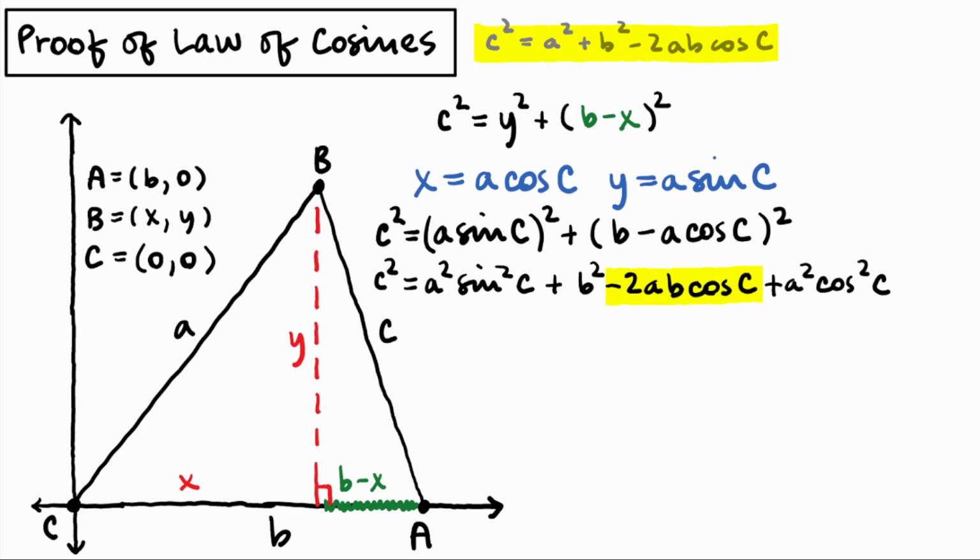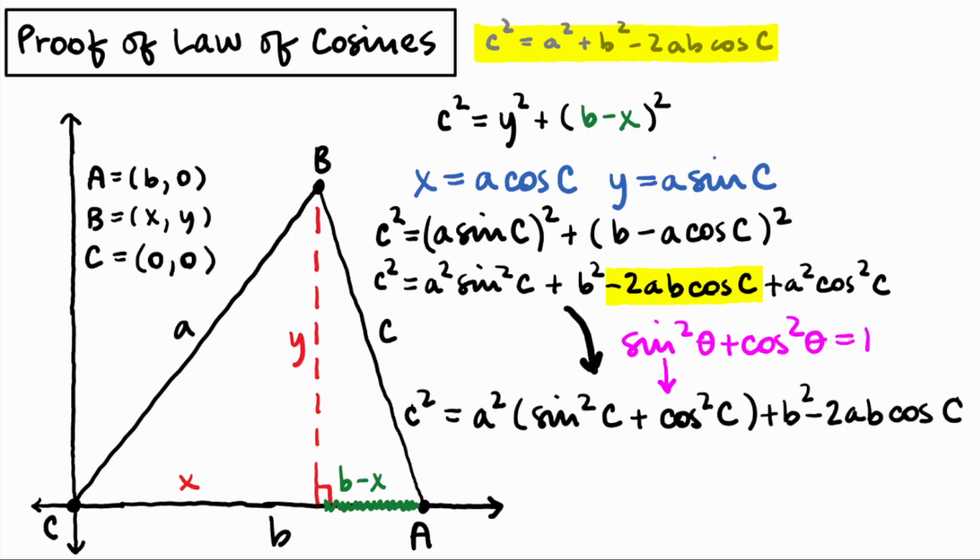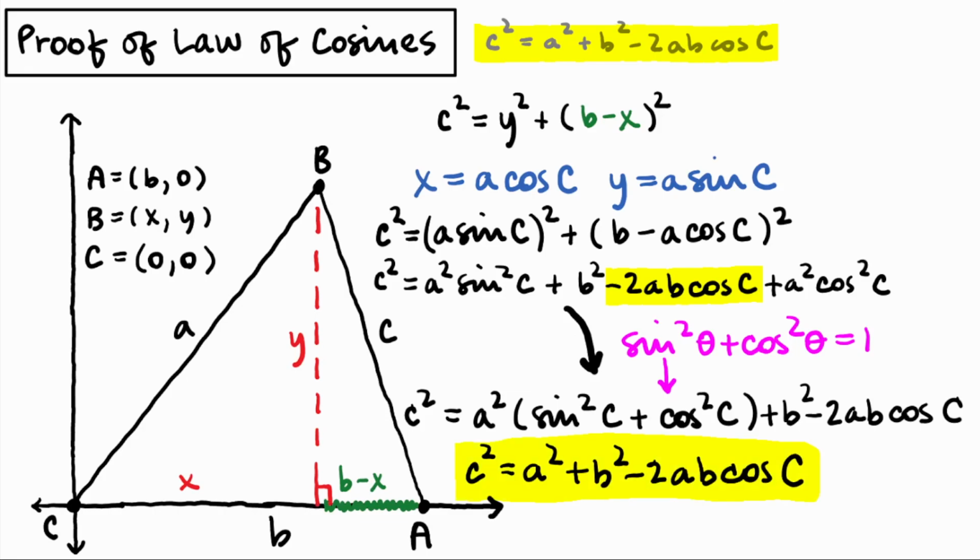And now, I think the next thing that we have to see is that sine squared and that cosine squared. We know that sine squared of any angle plus cosine squared of the same angle is going to equal 1. So I'm going to group those together and factor out the a squared. When I apply that trig identity, I'll see that I've got just what I'm looking for. That c squared equals a squared times 1, which is going to be a squared, plus b squared minus 2ab cosine of c. And that's how you prove the law of cosines. Thanks for watching.